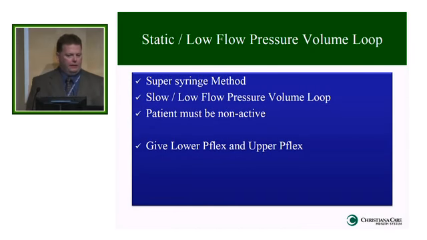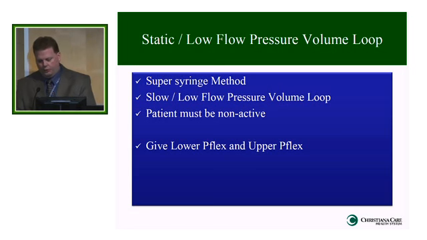So the next technique, static, and I lump these together, static and then a low flow or slow flow pressure volume loop. So what's this have to do with recruitment? Well, it's going to be a technique that helps you identify where you are recruiting lung, where you are overdistended, and where you are collapsing. There are a couple different methods before I show you some graphics here.